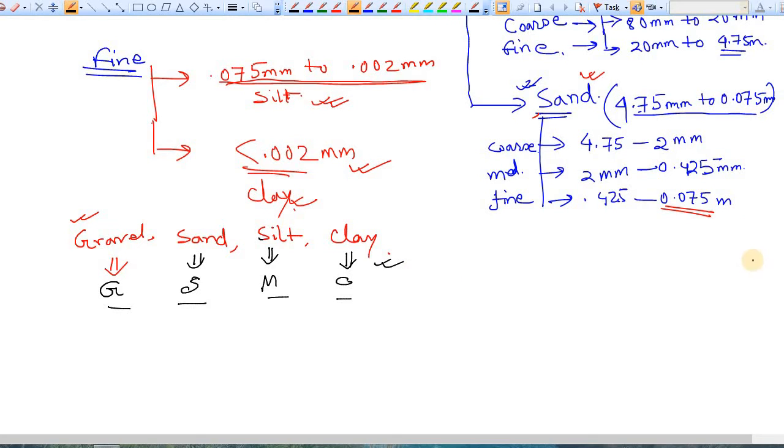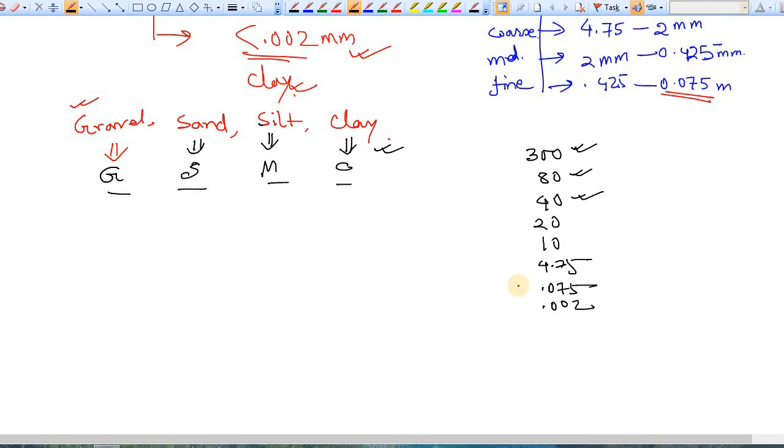But the question is how you will get this size. Let's say 300 mm, 80 mm, 40 mm, 20 mm, 10 mm, 4.75 mm, 0.075 mm or 0.002 mm. How will you get the size of the soil? Well, for getting this size you need to sieve your soil.